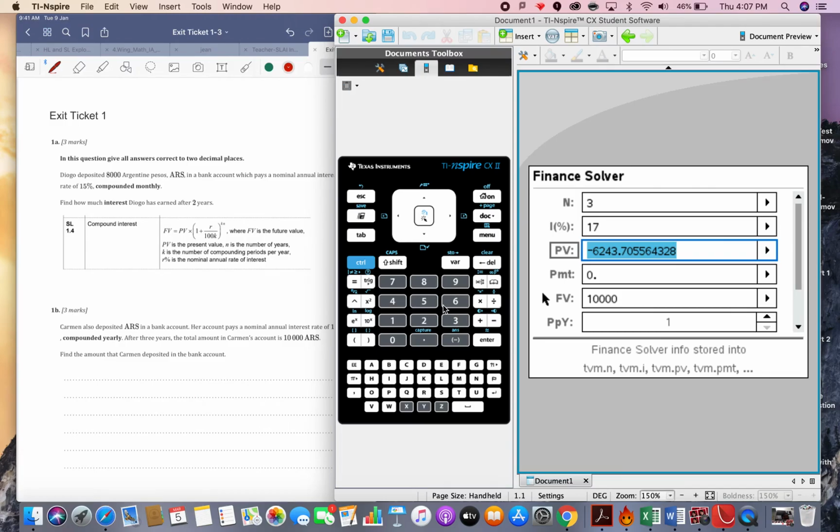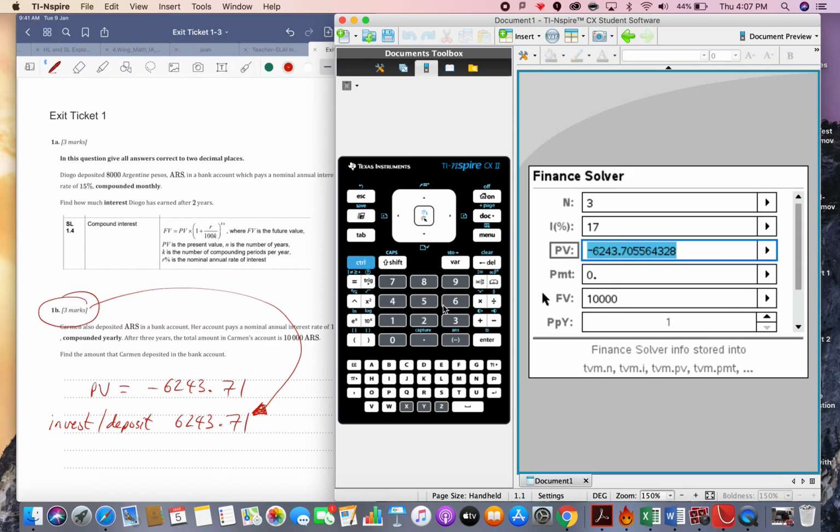And notice that the present value here is equal to negative 6243.71, which means we must invest or deposit 6243.71. Now, if you actually want to write these down, sometimes a good way to show your method here, because there's 3 marks here. So if you just type in something wrong and get the wrong answer here, you're going to get 0 marks out of 3.